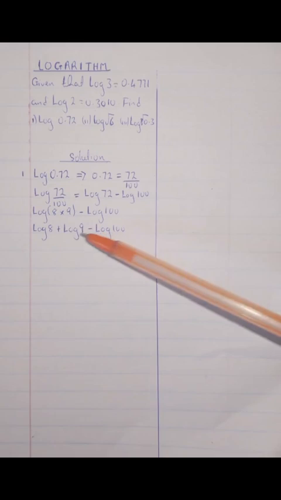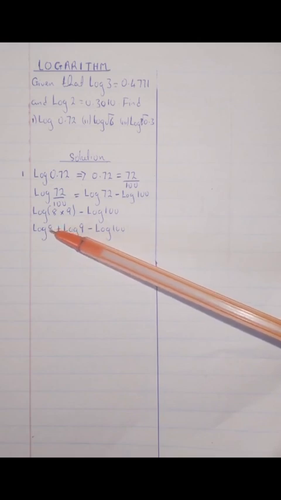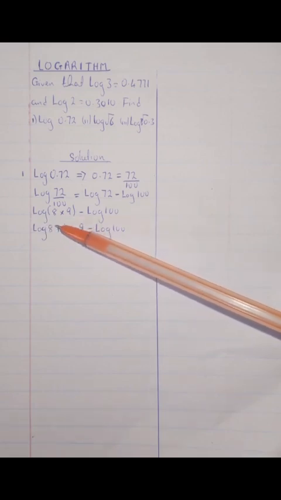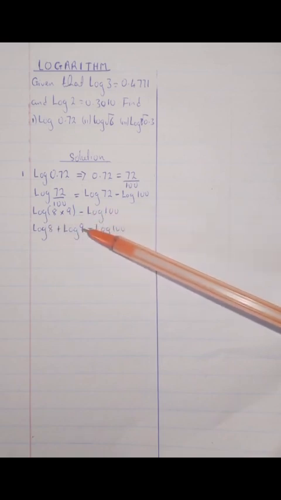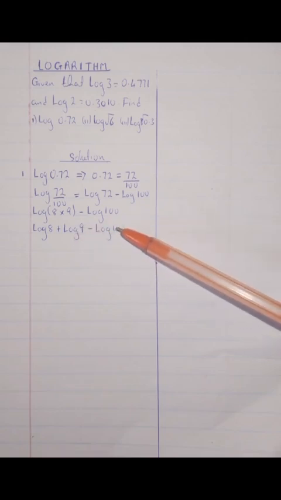We can write this in index form. How? If we replace here by 2 raised to the power of what will give us 8? You see that 2 raised to the power of 3 will give us 8. For here, we replace it with 3. 3 raised to the power of what will give us 9? 3 raised to the power of 2. Here, what raised to the power of what will give us 100? 10 raised to the power of 2 will give us 100.